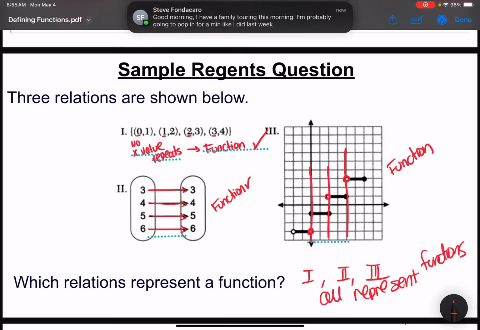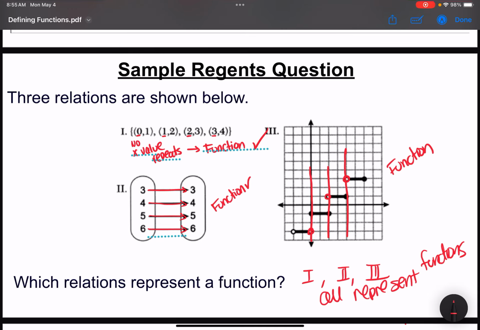Remember, you can always rewind this video and replay. And once you're comfortable with your notes, you can get started with your Regents practice.